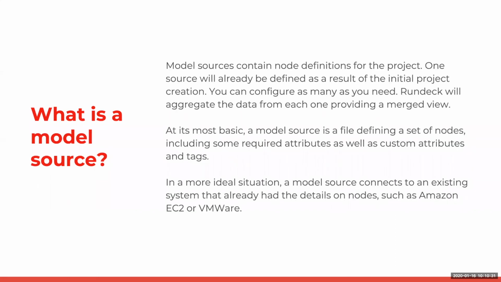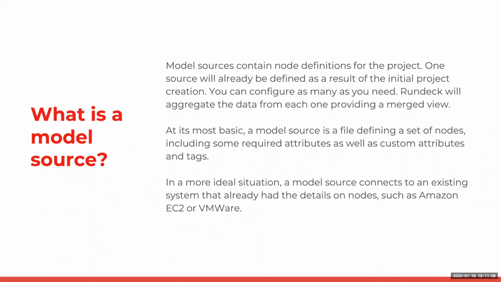The last definition is, what is a model source? There are a lot of things in Rundeck terms that we talk about as resources, and one of those types of resources is a model source or a node source. A model source has node definitions for the project. When you first set up a project, there's one that's there already. All that one does is allow you to use the Rundeck server as a node that you could target as a quote unquote local node. So it's a little bit different than typical nodes, but that one's there. You can add as many additional node sources as you want.